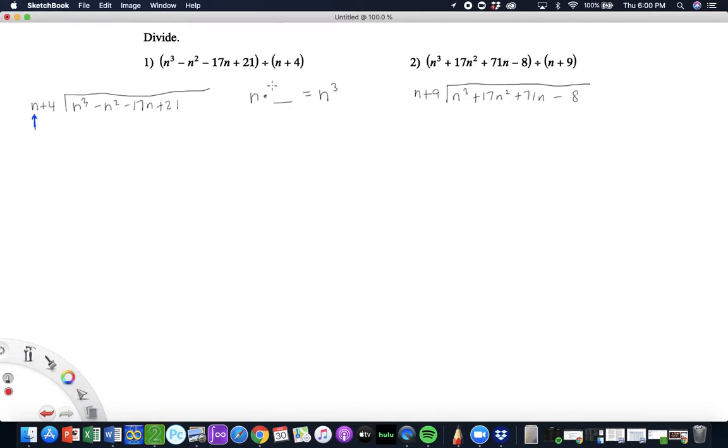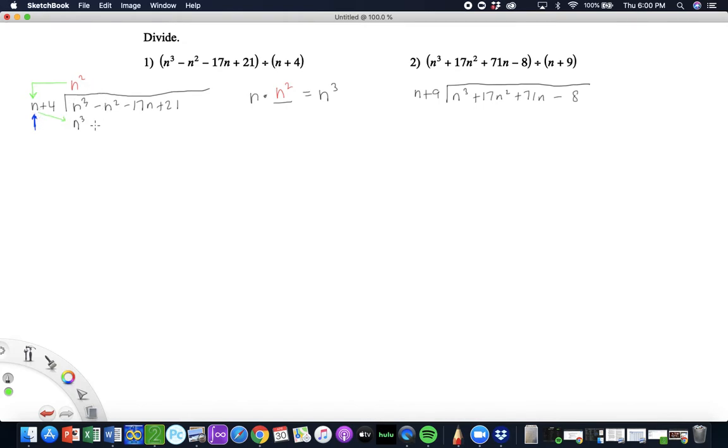So we know that n times n squared gives me n to the third. So that's going to be the term that goes right there. All right, the next thing I'm going to do is multiply. So I'm going to take n squared times this top dog right up front, and it's going to go right underneath the n to the third. So n squared times n is n to the third. I'll draw that graphic so that you can see that.